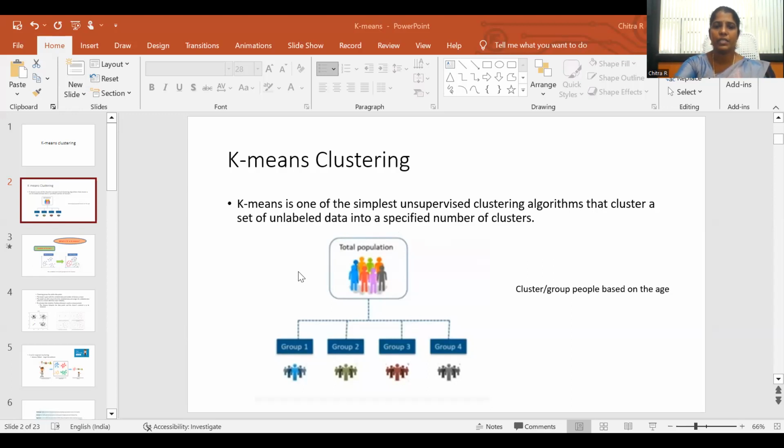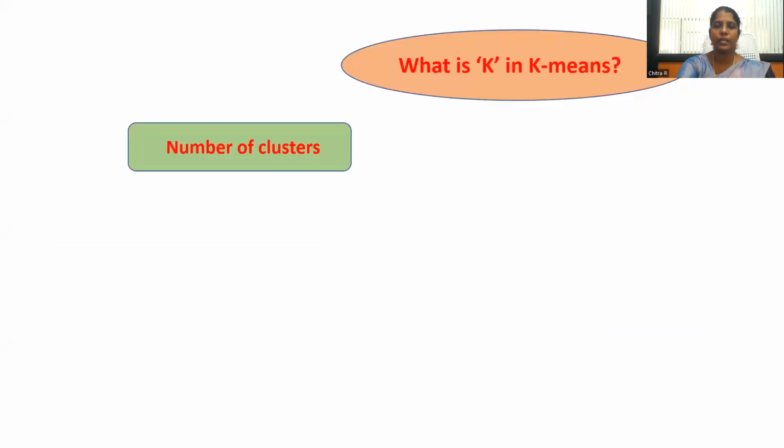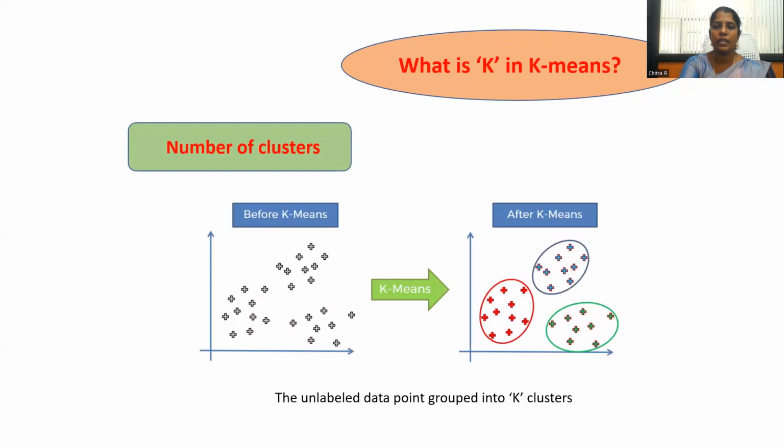The idea behind K-means clustering is to first select the centroids. What does K in K-means clustering mean? It's the number of clusters. First, select the number of clusters. Then the entire set of data points is grouped into that number of clusters. In my example, I have selected K equal to 3, so all the points in the data set are grouped into 3 different categories.